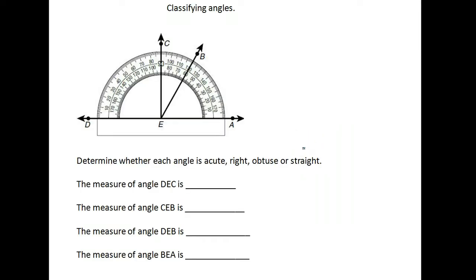All right, let's classify some angles. First of all, let's talk about what they mean by classifying an angle. There are different types of angles, okay? There are right angles. Right angles form a perfect square, okay? A lot of times they'll put a square in the corner so you know it's a right angle. Right angles have a measure of 90 degrees, okay?